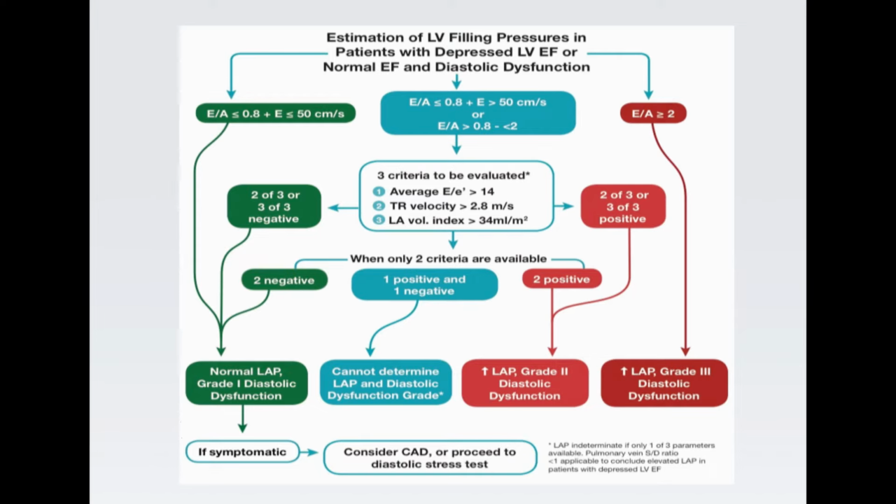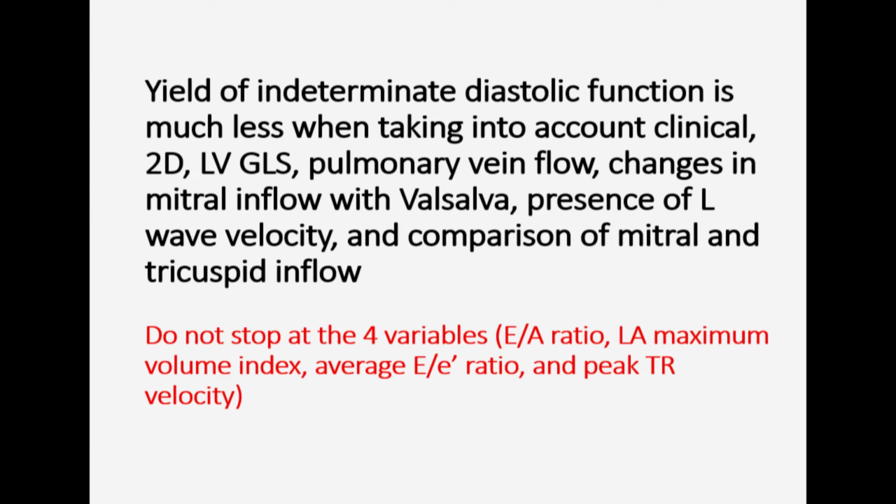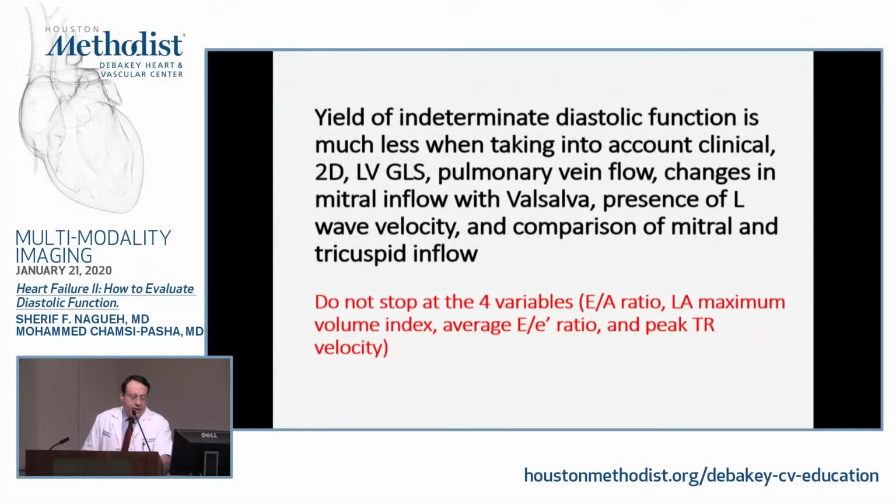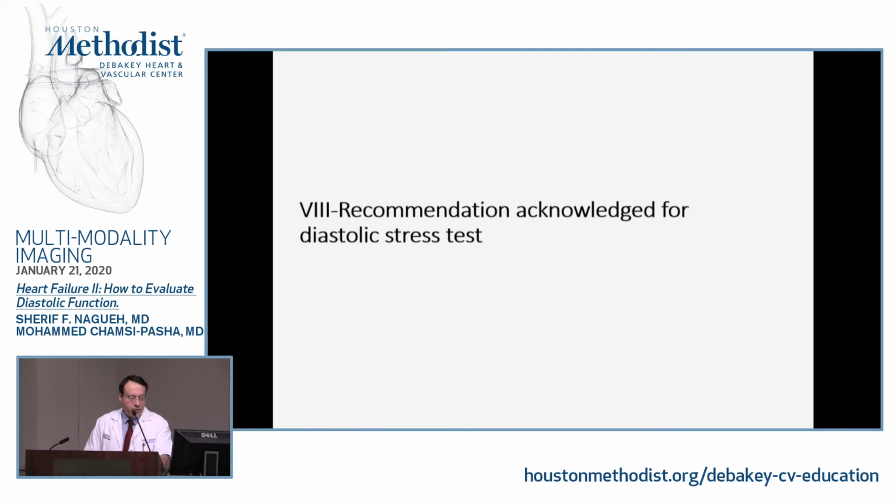As you know, invasively, when a patient who presents with shortness of breath, possible heart failure, preserved EF is seen, who has a normal wedge pressure at rest, they can proceed and do a stress test in the cath lab to look at what happens to their pressures with activity. Of course, limited stress tests, usually supine bike. An important take-home message is do not stop at these four variables that we just showed you, but look at everything else, including pulmonary veins, what happens to the inflow pattern with Valsalva, look at mitral tricuspid inflow and L-wave velocity.